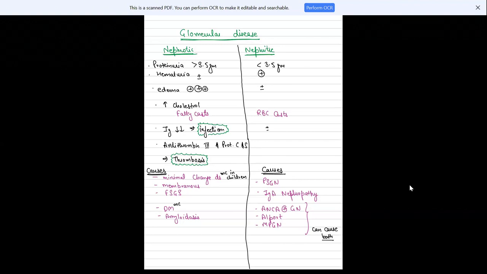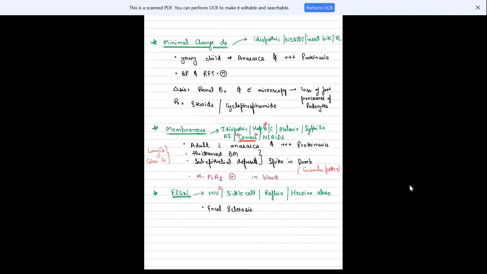So now we will come to the causes of nephrotic and nephritic syndrome. Most common in children is, sorry, back to the previous slide, please.